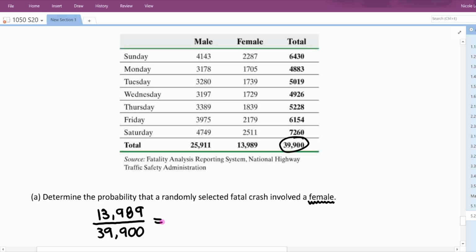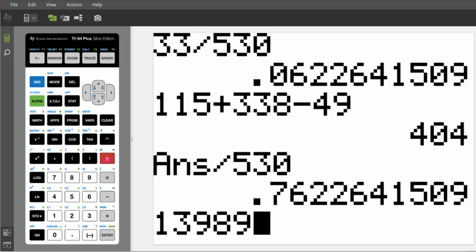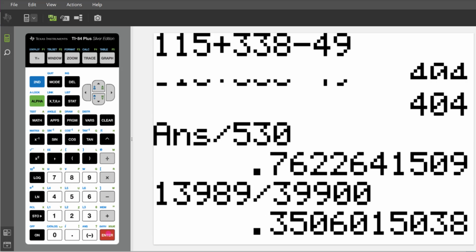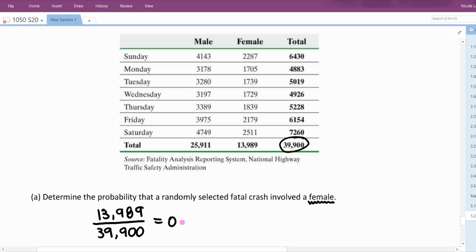Okay, so then putting this into our calculator, and then rounding to, let's say, the third decimal place again, since there's a 6 that comes after, the 0 will get bumped up to a 1. So we're getting 0.351. So what that's telling us is that 35% of fatal crashes involved a female driver.